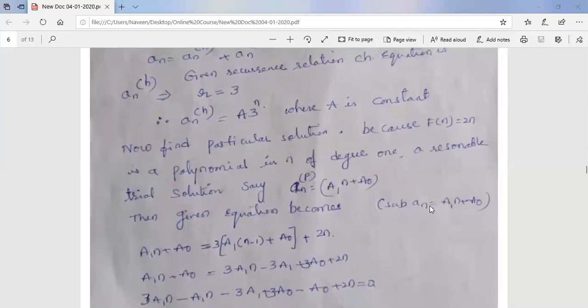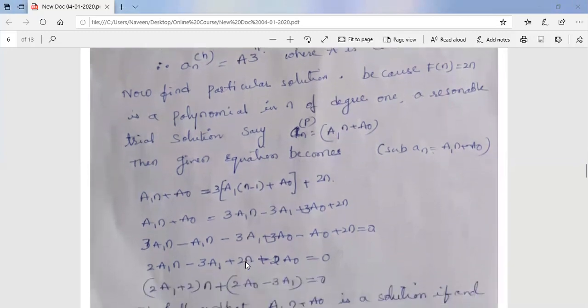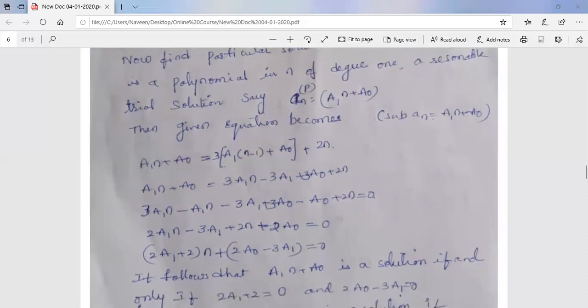After substituting a_n is equal to a1n plus a0 and a_(n-1) is equal to a1(n-1) plus a0, the given equation becomes like this. After solving this equation, a1n plus a0 is equal to 3a1n minus 3a1 plus 3a0 plus 2n. So on simplification, we got this equation: (2a1 plus 2) into n plus (2a0 minus 3a1) is equal to 0. It follows that a1n plus a0 is a solution.